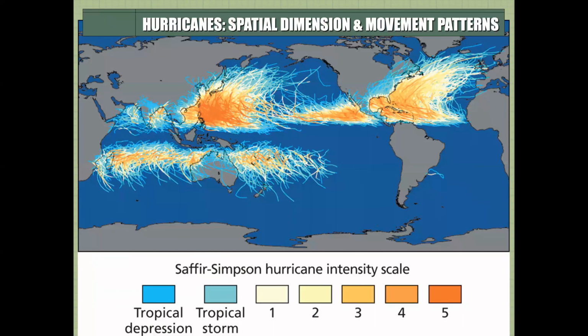Here's where they tend to form generally. Notice none near the equator and none near South America or most of Africa. That's because the waters either are too cold or there's not enough warm water. This one stray one formed in 2004. It's the only recorded one in this part of the world.